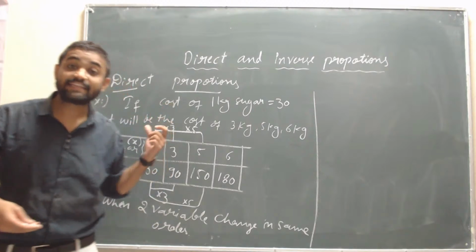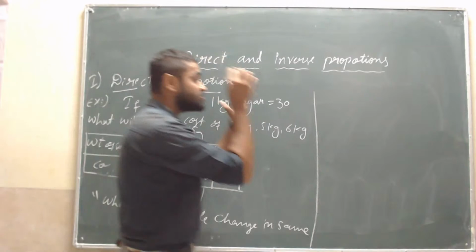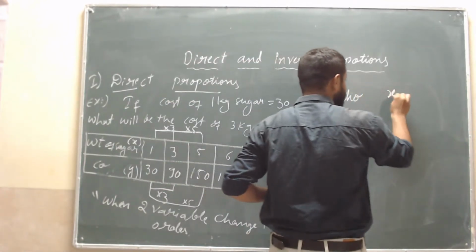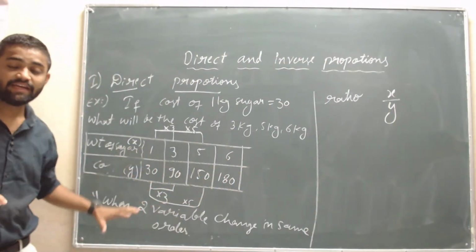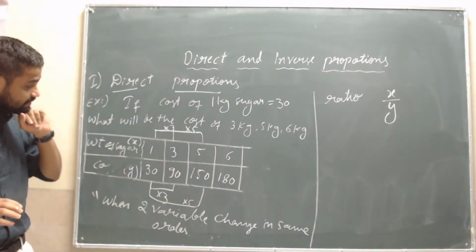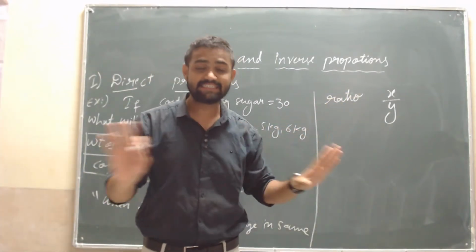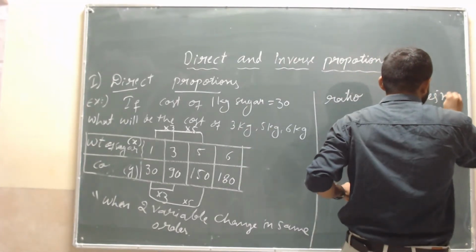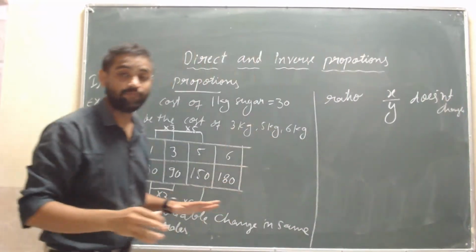And here the x value increases with respect to the y value. And the ratio, we can write it as x by y. Isn't it, children? x by y. And we can say that this x by y doesn't change for any value.